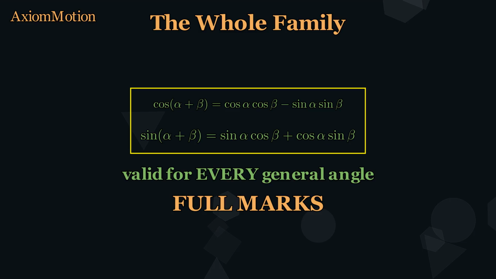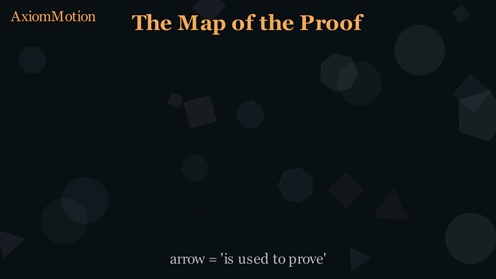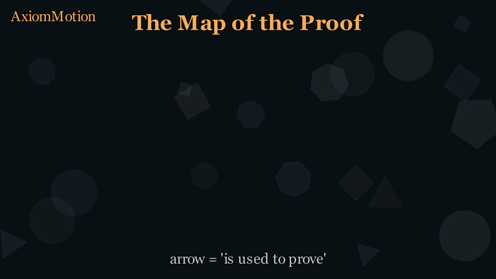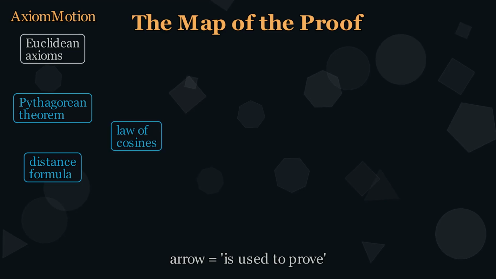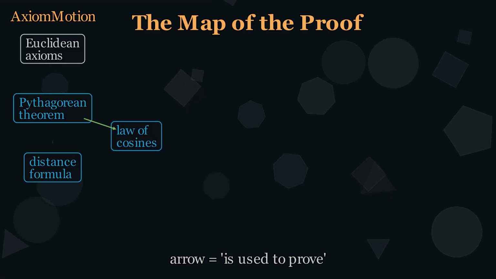Full marks. Let us zoom out and draw the whole landscape, every statement we have touched, and an arrow whenever one is used to prove another. The valid proof is this green river. Euclid's axioms feed the Pythagorean theorem. Pythagoras feeds the distance formula on one bank and the law of cosines on the other.